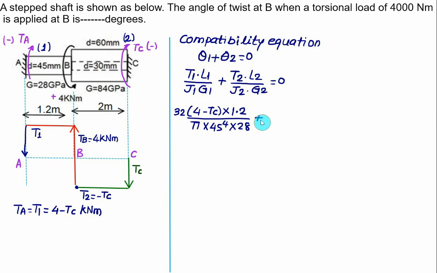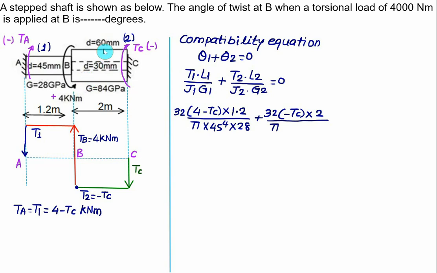Plus we have T2 is equal to minus Tc. So we have minus Tc. Length L2 here we have taken in meter. So here also we'll take in meter, multiplied by 2 divided by pi. 32 will shift in numerator. D to the power 4.